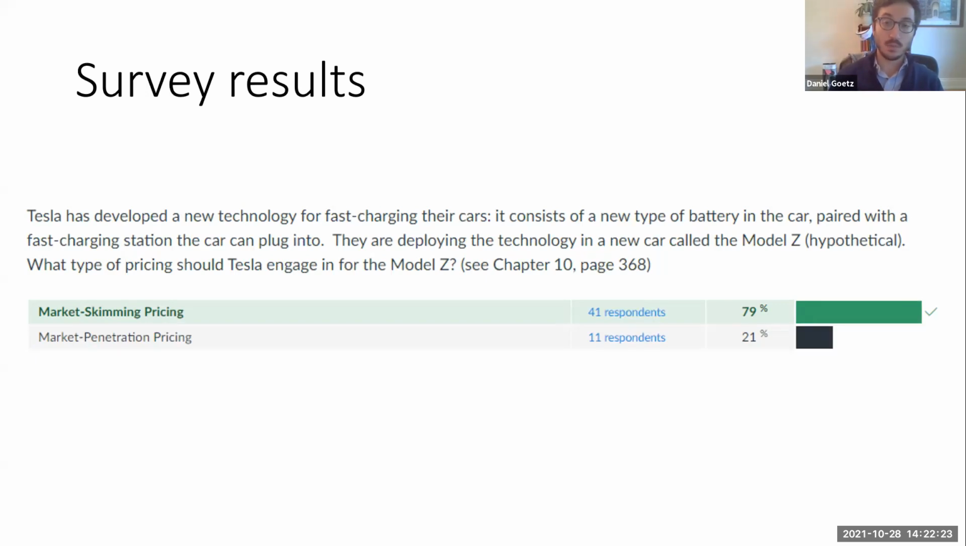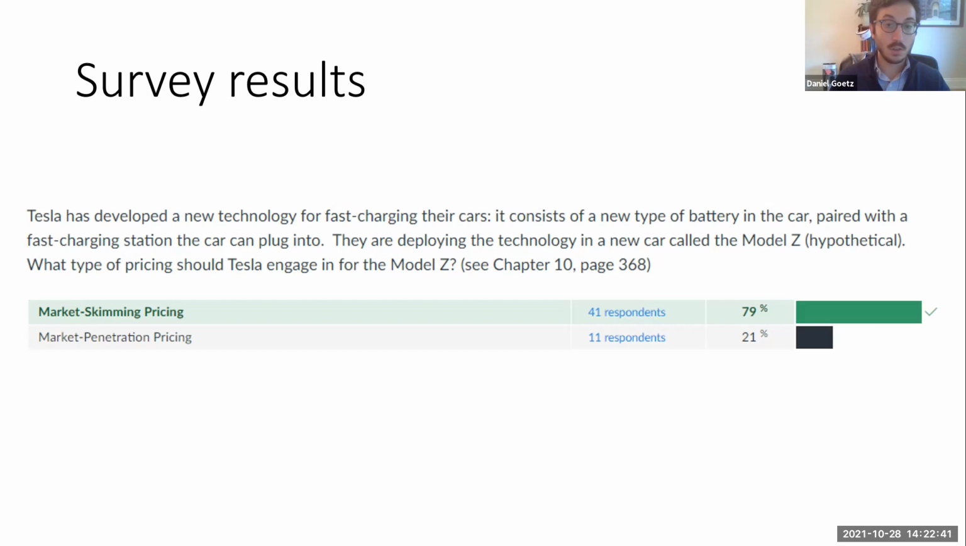So I asked you guys, what kind of pricing should Tesla engage in for the Model Z? Penetration or market skimming? Most of you said market skimming. So let's take a look at some of the responses.